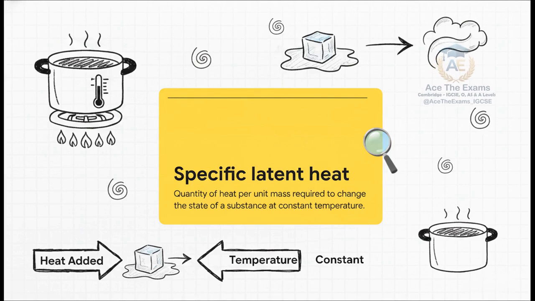Specific latent heat, which we represent with a capital L, is the quantity of heat per unit mass required to change the state of a substance at a constant temperature. Now, I want to emphasize that final phrase, at a constant temperature.